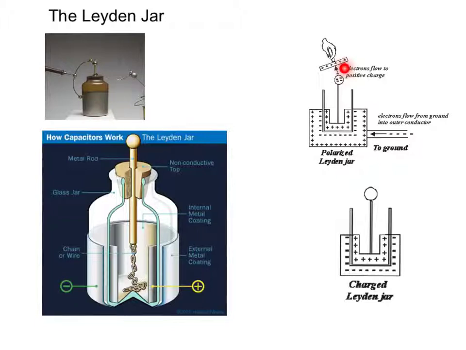So with a ground attached to the outer conductor, electrons flow from the ground into the outer conductor. The free electrons in the top of the electrode flow into the positively charged object, and you end up with a negative charge on the outer conductor and a positive charge on the inner conductor. They stay in place because they attract each other across the insulator. You can pick it up by the outer conductor and the charge stays in place. That's how the Leyden jar stores charge.